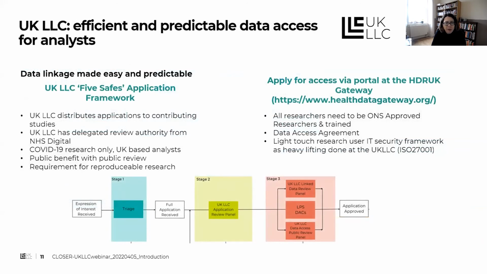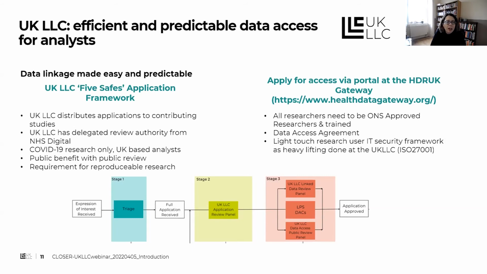We have set up an efficient and predictable data access for researchers. We're following the Five Safes program in evaluating these applications, and it's a distributed model. So any study whose data you're applying to use will review the application, as well as the UK LLC application review panel. And you're going to be seeing this stage 1, stage 2, to stage 3 flow diagram throughout some of these presentations.